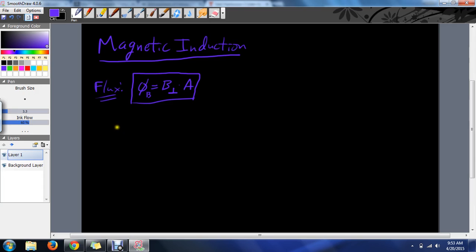It's amazing. So for instance, I'm going to illustrate this with an example. If I have a loop of conducting wire with no current running through it, and I start off with a magnetic field of 0, so there's just a loop of conducting wire, no current, no field, nothing. Just nothing going on.